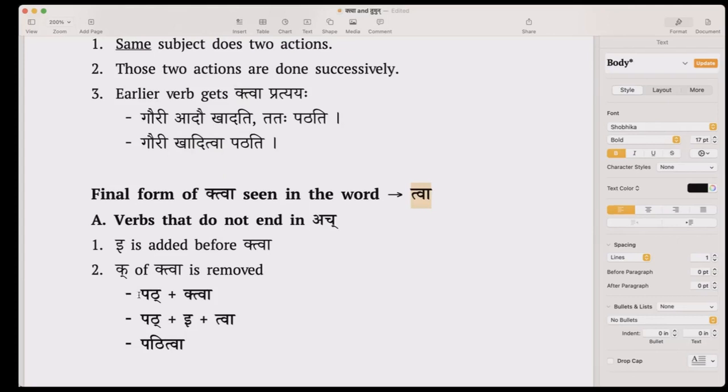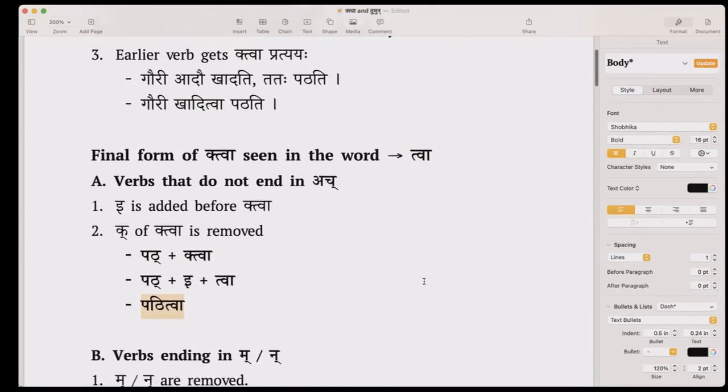Now let's take one verb like pathi. You have ktva. There the ka is removed and i is added. So you have pathitva here. Is it clear? This is how you're going to add for verbs which do not end in ach, any vowel, a, i, u, r, l.